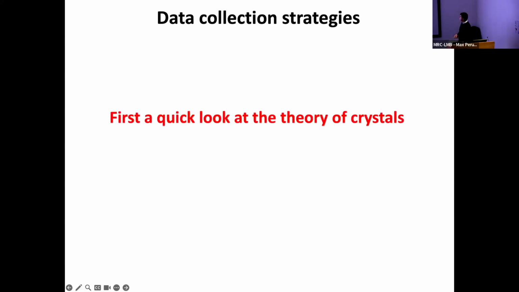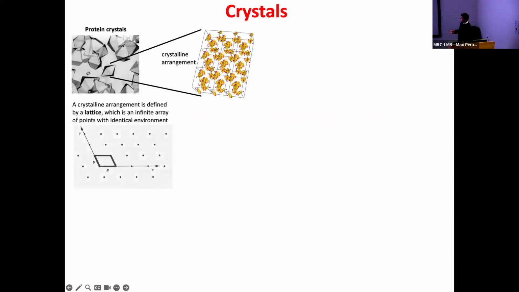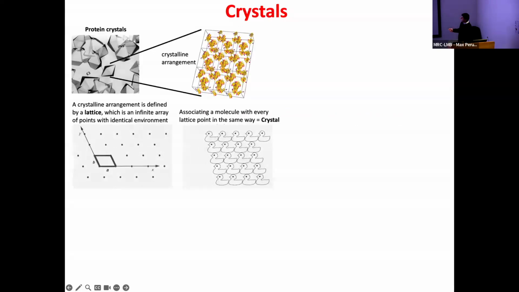So, data collection strategies: a bit of theory of crystals first. Inside the protein crystals, what you have is a crystalline arrangement, which is defined by a lattice, an infinite array of points with identical environment. Now, if you associate a molecule with every lattice point in the same orientation, that's when you get the crystal. Within the crystal, you can always find the unit cell, which is the smallest basic building block that, just by repeating it, you can rebuild the whole crystal. Like these are all unit cells, okay? That's what we mean by unit cells.